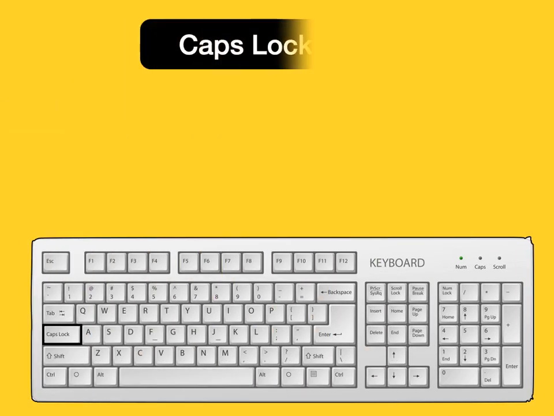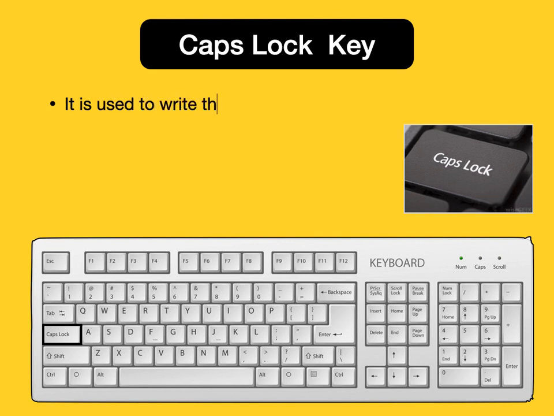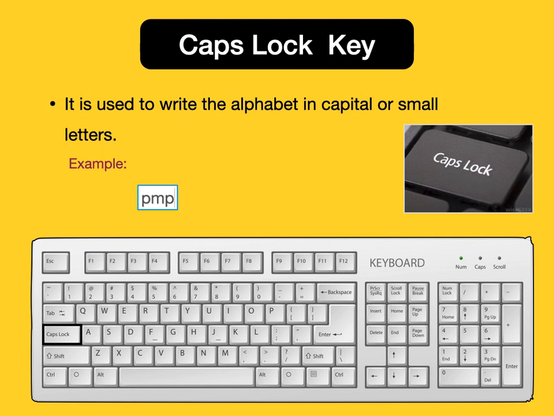Next key is caps lock key. Caps lock key is used to write the alphabet in capital or small letters. Keyboard has a light for caps lock that indicates whether the caps lock is on or off. If your caps lock is on, you are able to write letters in capital form, but if it is off, you are able to write characters or letters in small form. So caps lock key we use to write letters in capital or small.